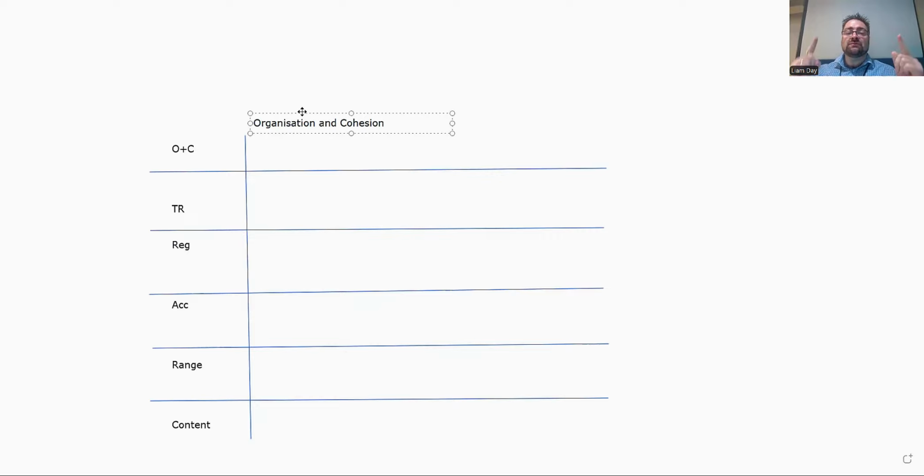Now, what cohesion means is sticking two things together. So, for example, when you have glue and you take two things and you stick them together, then glue is the cohesive. So what we're looking at here is how your sentences stick together. So some questions that you can ask.